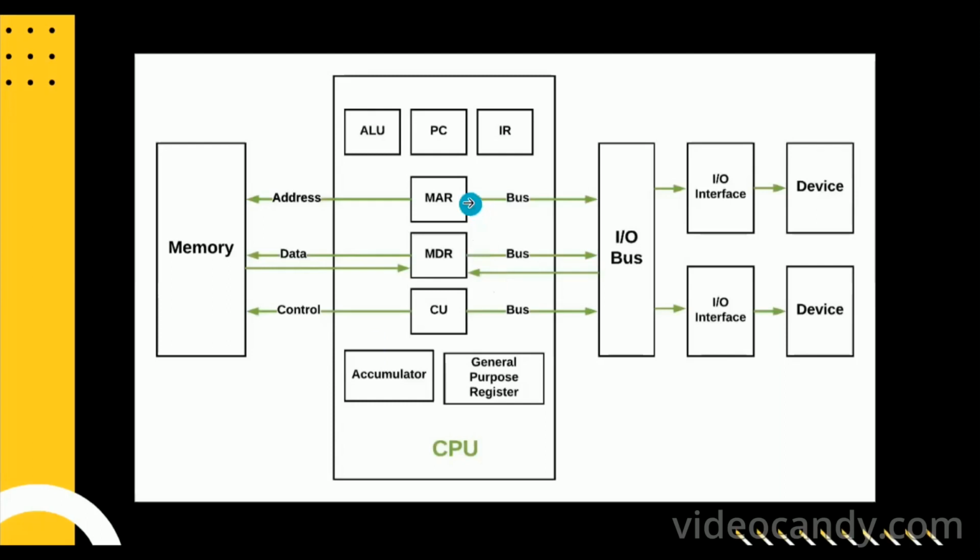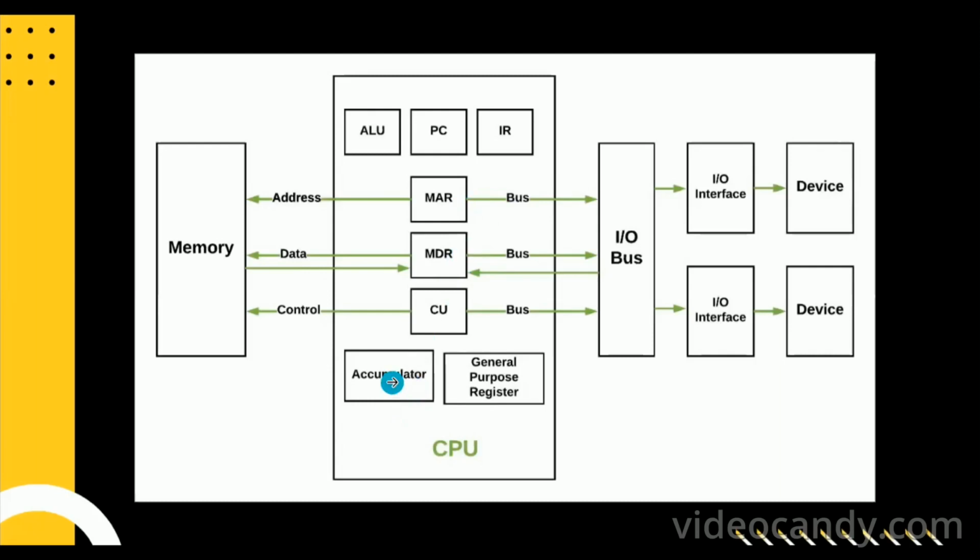Next are the MAR and MDR. The MAR is known as the memory address register. It stores the memory location of instructions that need to be fetched from memory or stored into memory. Next is the MDR. It stores the instructions fetched from memory or any data that is going to be transferred to be stored in memory. So these are the MAR and MDR.